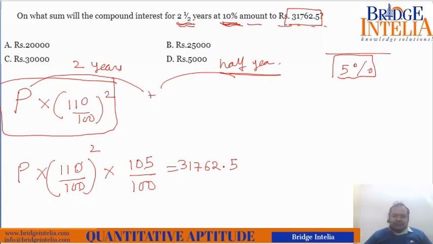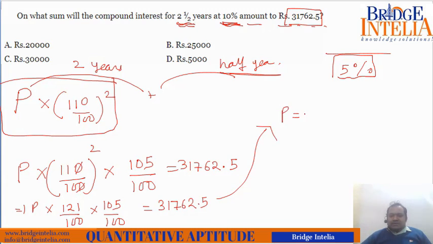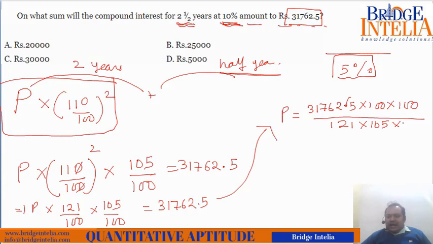So let's solve this. 110 by 10, 11 by 10. So you can say P into 121 by 100 into 105 by 100 is equal to 31762.5. From here you can see that P is equal to 31762.5 into 100 into 100 divided by 121 into 105. If you remove this decimal, you have to add another 0 at the bottom. So now let's solve this.